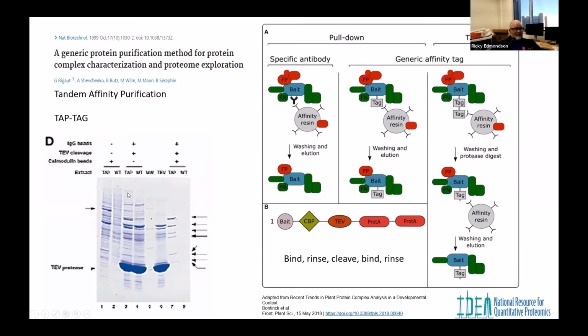If you remove either the calmodulin binding step or the cleavage step, you can see how complex these are, but if you actually use all three, if you use the IgG beads, if you cleave with the protease, and then if you bind again to calmodulin and elute it, you can actually run a gel and see individual bands that show the complex. And so this idea of doing tandem affinity really is necessary for looking at interactions with mass spectrometry.